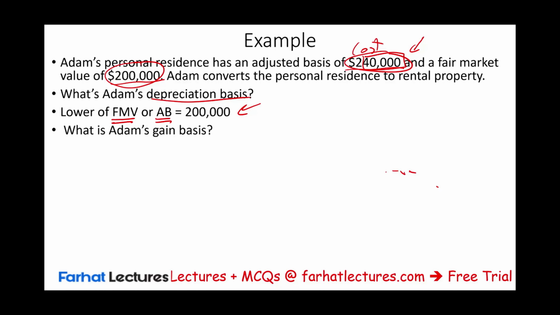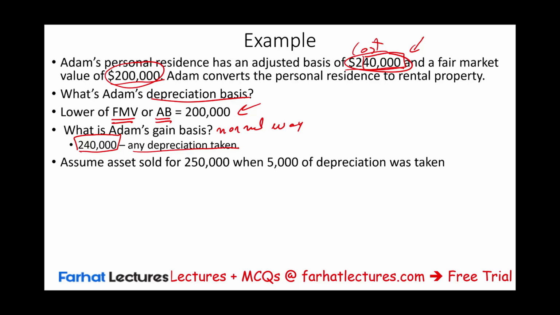Now, what is Adam's gain? What's Adam's basis if he sold this property at a gain? When Adam sells the property, how do we compute the adjusted basis? I'm going to say the normal way. What's the normal way? The normal way is you take the adjusted basis of the property minus any depreciation taken. So let's assume for the sake of illustration, we had 5,000 of depreciation taken.